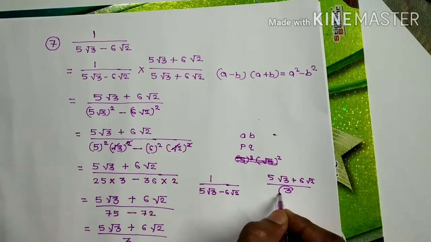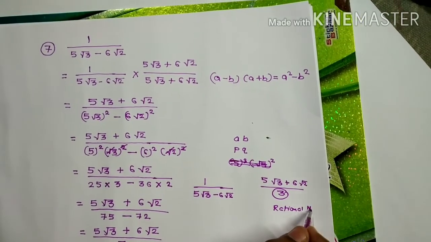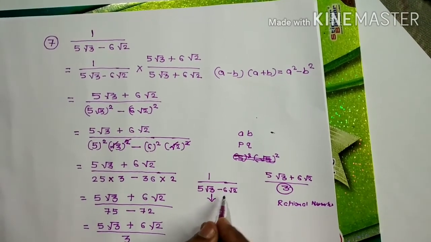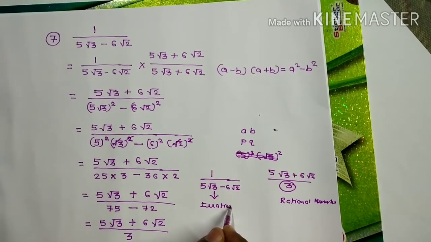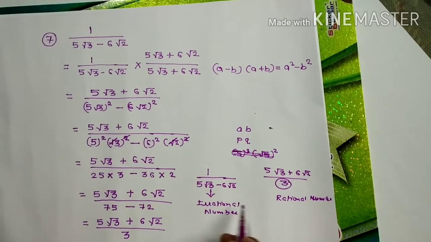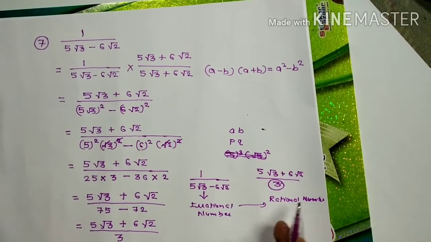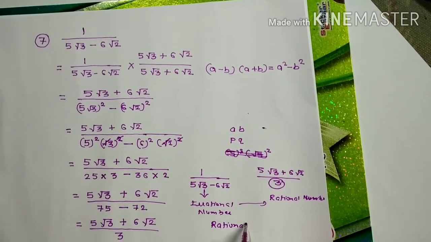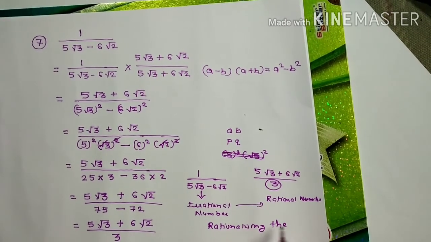So this 3 number is a rational number, and this 5 root 3 minus 6 root 2 is a irrational number. The process of converting this irrational number to rational number is called rationalizing the denominator.